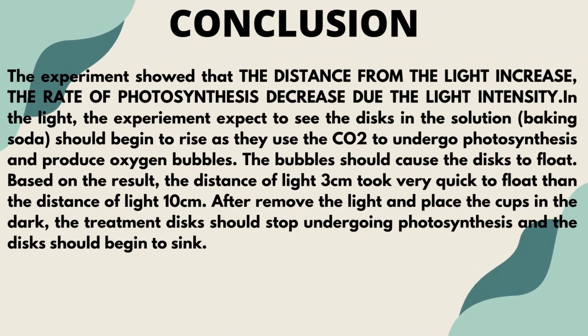Conclusion: the experiment showed that as the distance from the light increased, the rate of photosynthesis decreased due to the light intensity. In the light, the experiment expects the discs in the baking soda solution to begin to rise as they use the CO2 to undergo photosynthesis and produce oxygen bubbles. The bubbles should cause the discs to float. Based on the results, the discs at a light distance of 3 cm floated much more quickly than at 10 cm. After removing the light and placing the cups in the dark, the treated discs should stop undergoing photosynthesis and begin to sink.